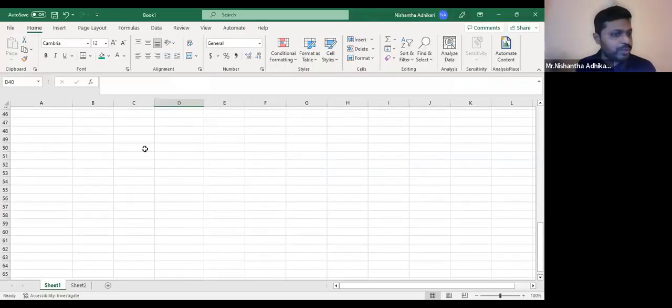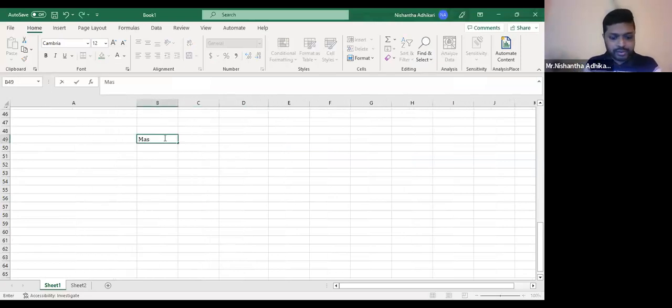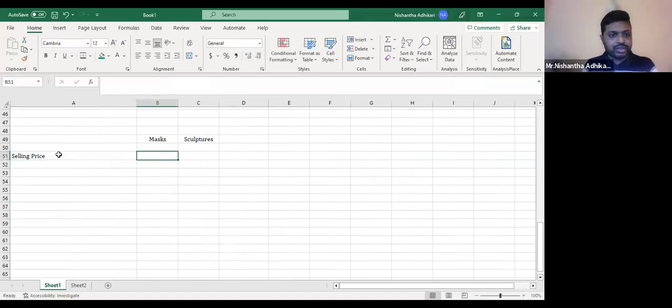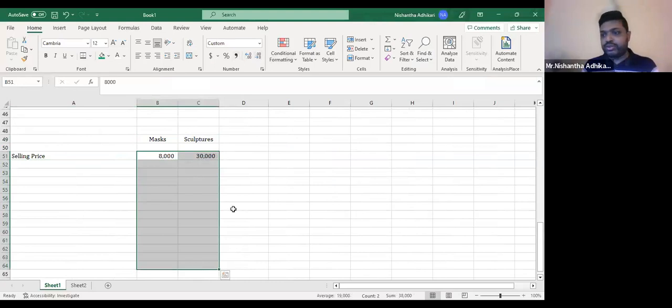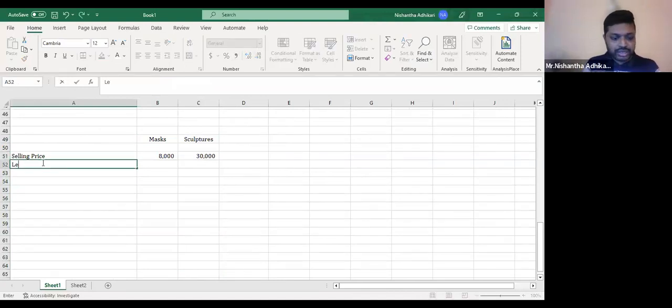There are two products, masks and sculptures. Those are the two products, right? Selling price: the mask selling price is 8,000, and for sculptures it is 30,000. We will quickly do it. You also do the illustration, then you can practice, right? Then less the only variable cost, direct material cost.